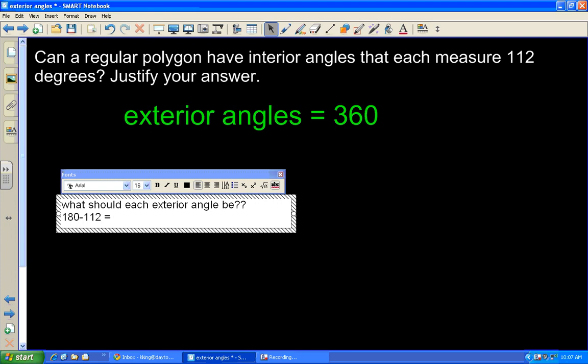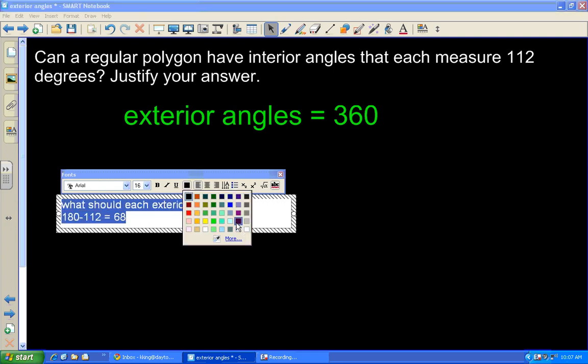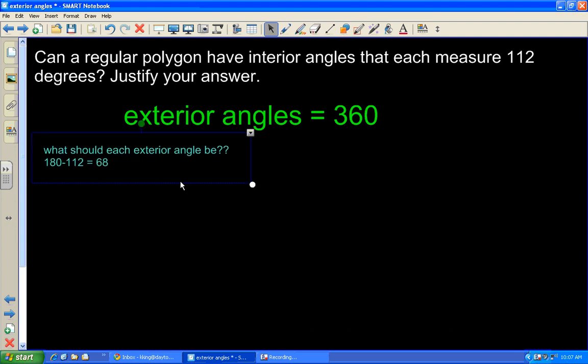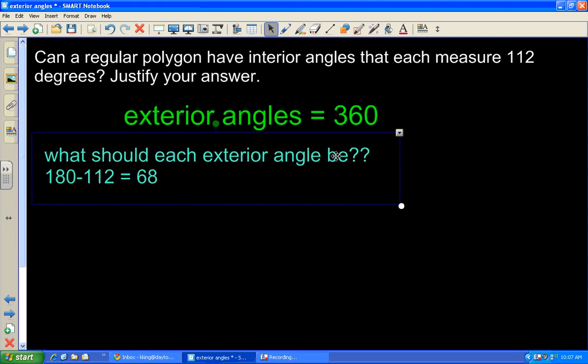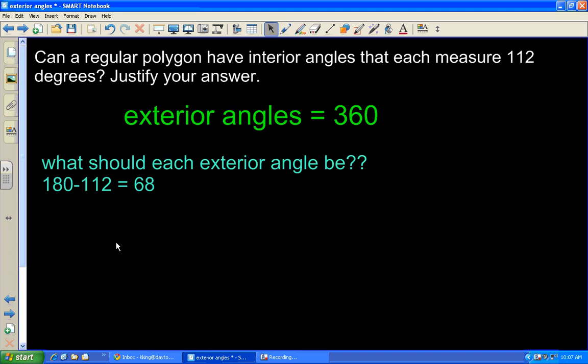And if this is regular, then each exterior angle is going to be 68 degrees. Okay? So we figured out that each exterior angle should be 68 degrees. So my question to you then, let's make this a little bigger so you can see this. I know this doesn't look like any problem you've done before, but that's okay. Sometimes that happens. We know they're going to have to sum up to 360, right?